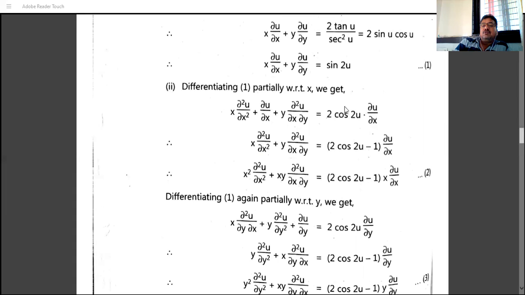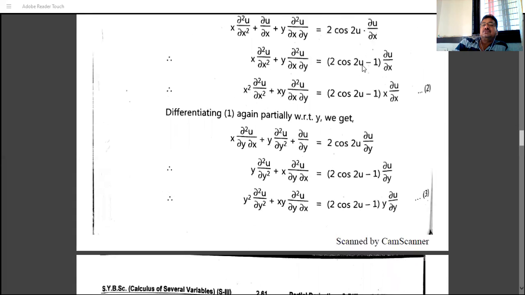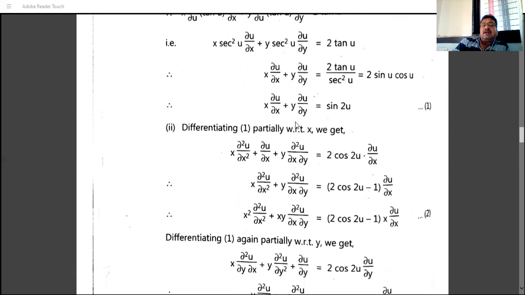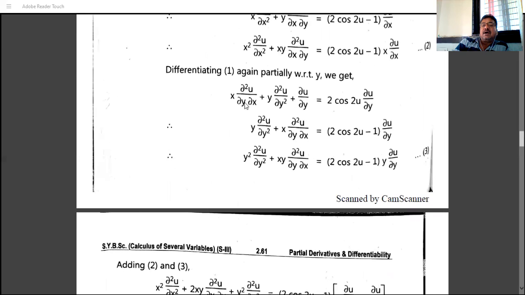And then shift this ∂u/∂x to the RHS and take ∂u/∂x as common. So we have 2 cos 2u minus 1 in bracket. And then multiplying by x, we have x² ∂²u/∂x² plus xy ∂²u/∂x∂y, and here is x ∂u/∂x. This is the second. Similarly, differentiate one partially with respect to y.